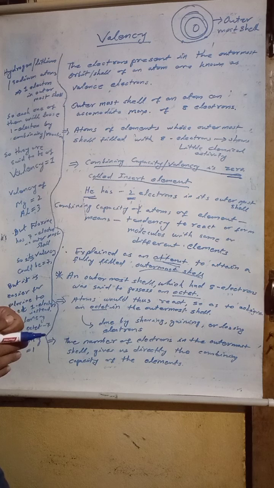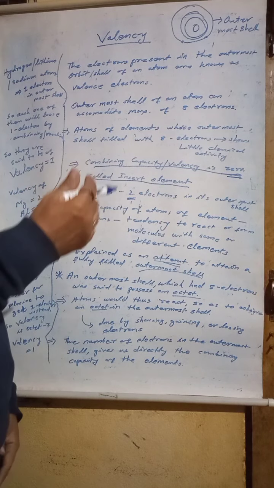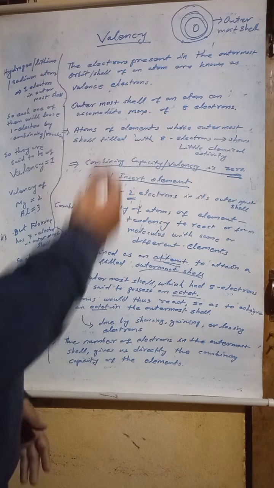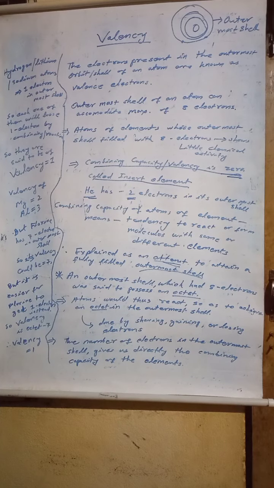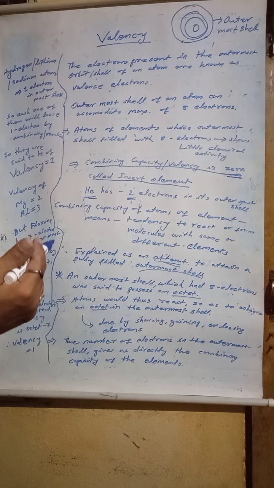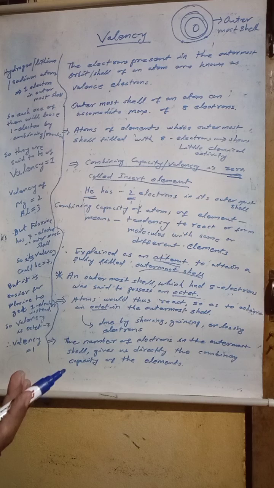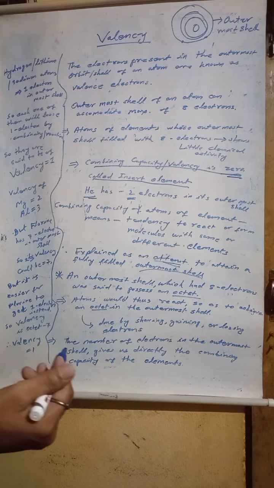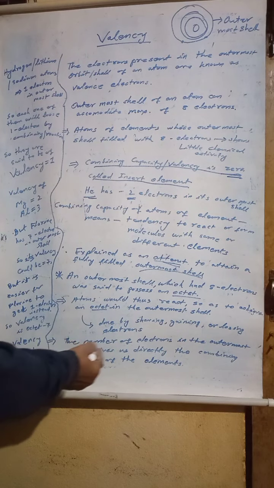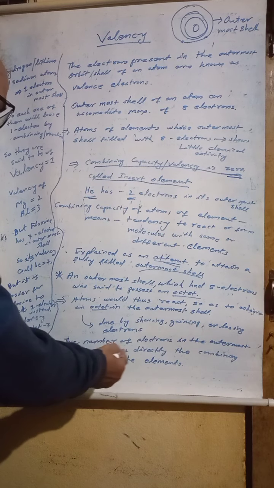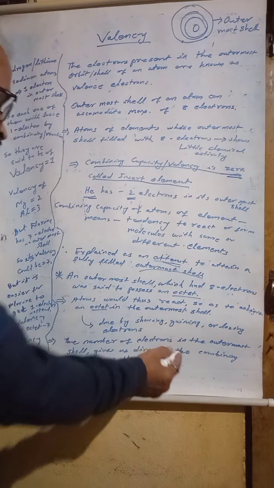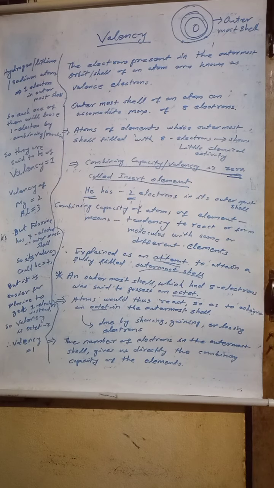The number of electrons in the outermost shell gives directly the combining capacity of the element. Suppose it has 2, so the combining capacity is more. If it has 7, the combining capacity is still there, but it will be less. So the number of electrons in the outermost shell gives directly the combining capacity of the element. Combining capacity means valency.